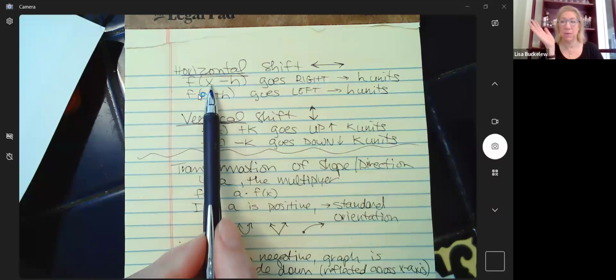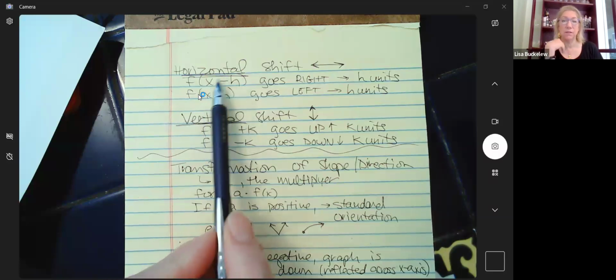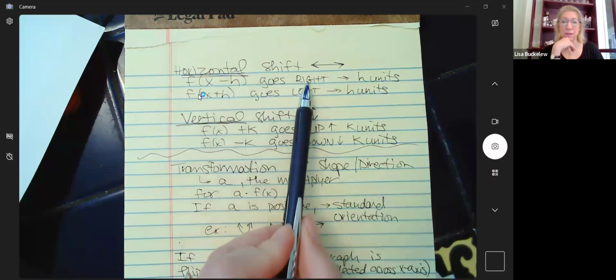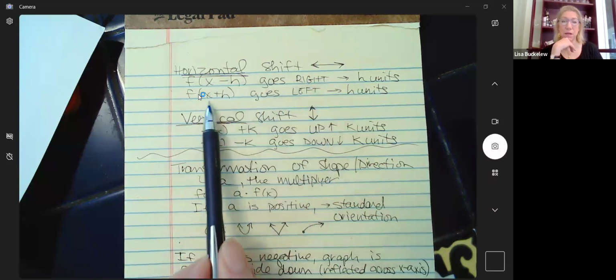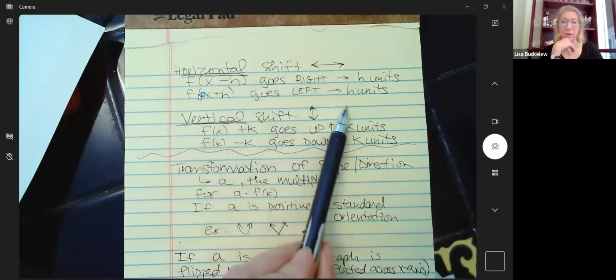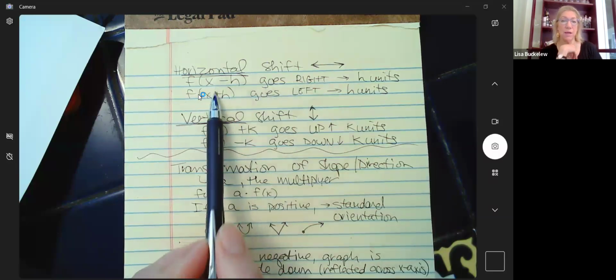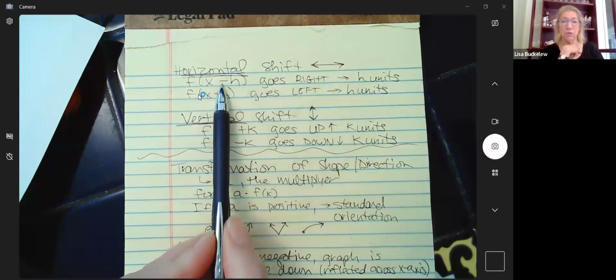All right, and we talked about this before. It's the one that just goes the opposite way that you might guess. X minus a number will shift to the right by that many units. X plus a number will go left by that many units. So if they're adding or subtracting a number to the x, it is a horizontal shift. Subtraction moves right, adding moves left.